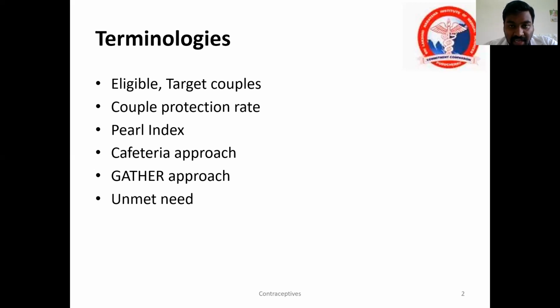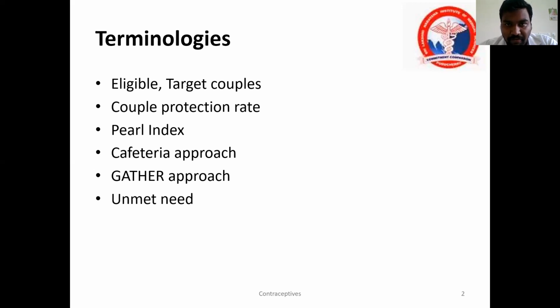The fourth is the cafeteria approach. This is important with respect to family planning methods. Cafeteria approach is nothing but a basket of contraceptive methods available. In the public health system, many contraceptive methods are available free of cost at various levels of the healthcare system. All the methods will be explained, like a menu card, and the couple will be assisted to choose a method.